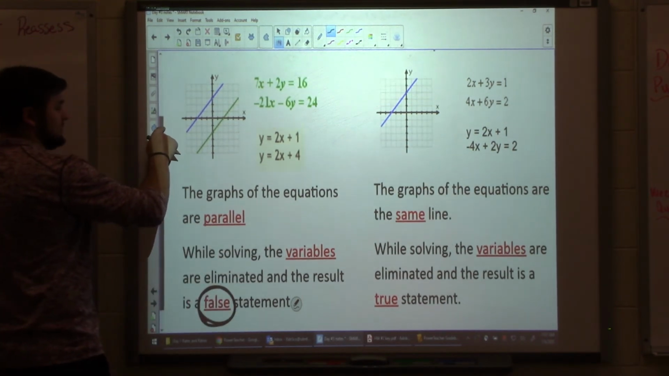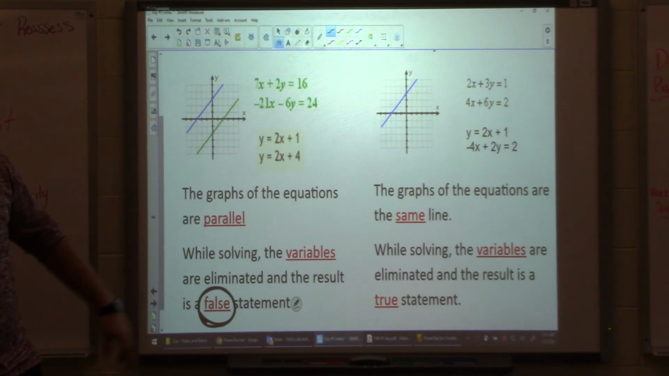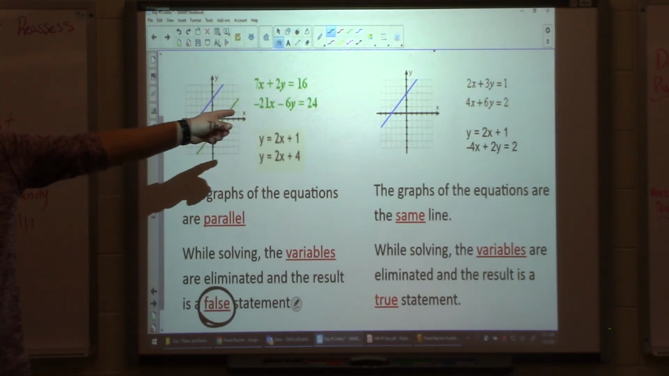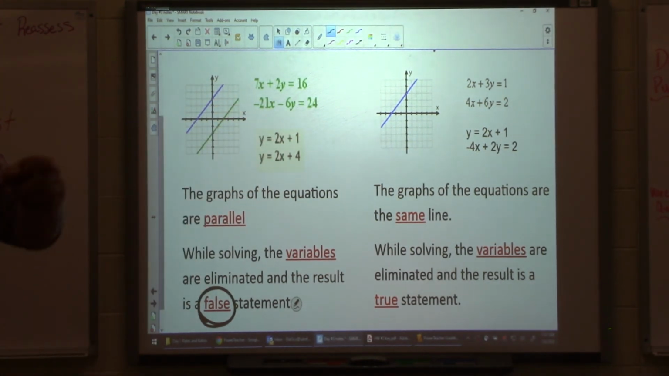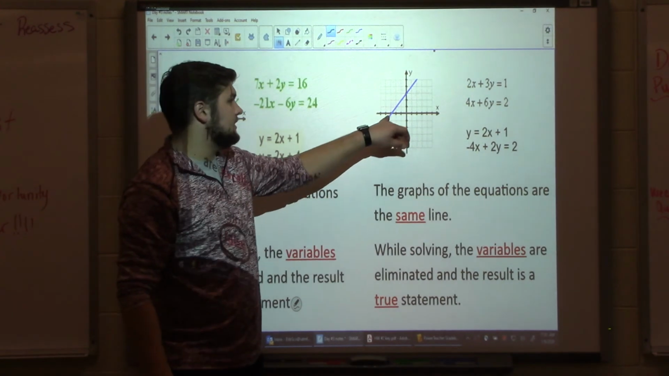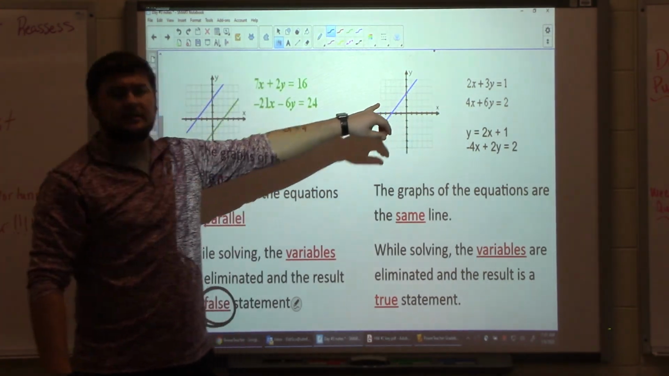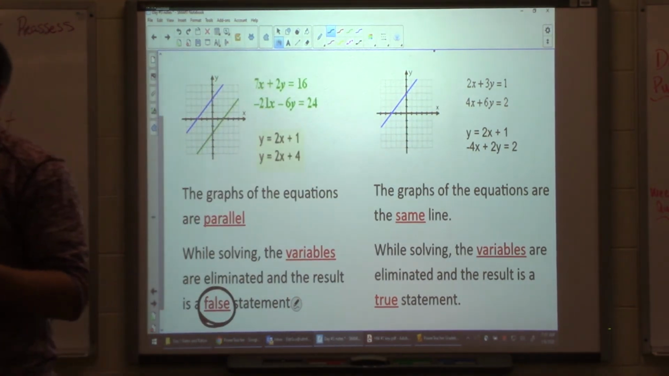Now, infinite many solutions, if you look at that graph, it looks like there's only one line there, right? They're on each other. That's because they're on each other, they're both the same line. If that happens, we have infinite many solutions because every single point on that line is going to be a solution. So there's infinite many.